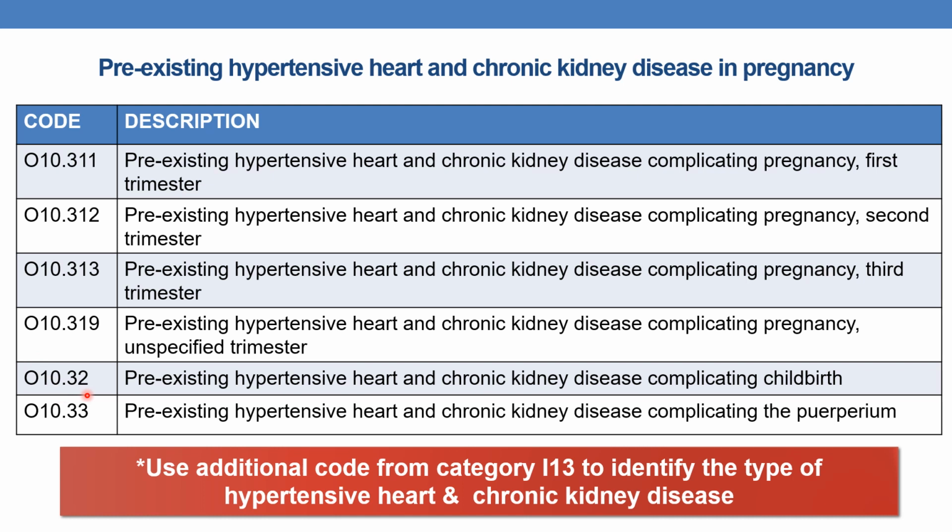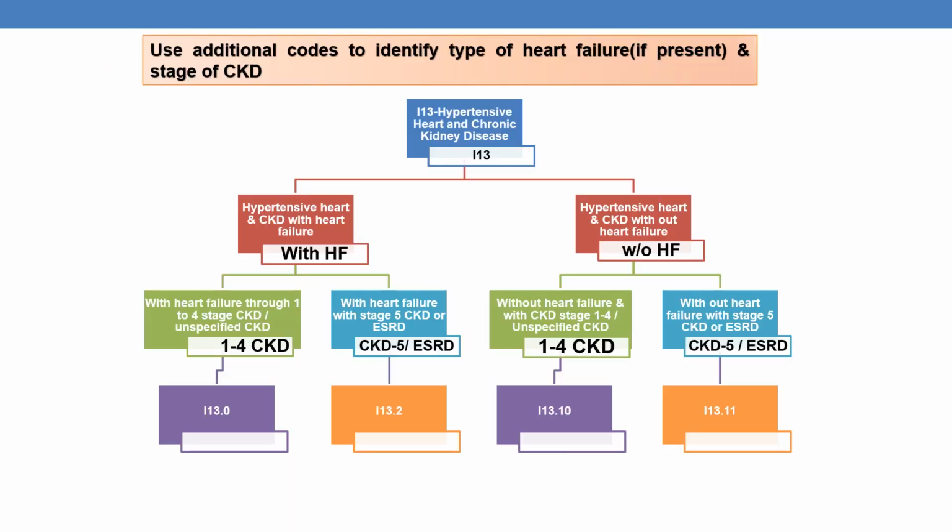So O10.32 indicates pre-existing hypertensive heart and chronic kidney disease complicating childbirth, and O10.33 indicates pre-existing hypertensive heart and chronic kidney disease complicating puerperium. Whenever we are coding these codes, O10.311 through O10.33, you need to use an additional code from the category I13 to identify the type of hypertensive heart and chronic kidney disease. And whenever we are using the I13 series, you need to use an additional code to identify the type of heart failure if present and the stage of CKD.